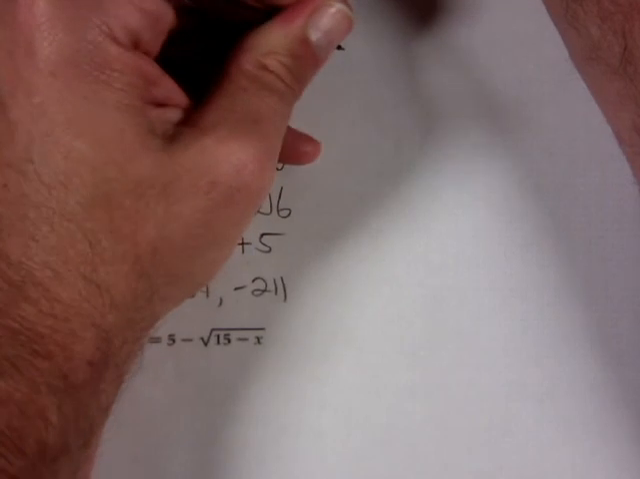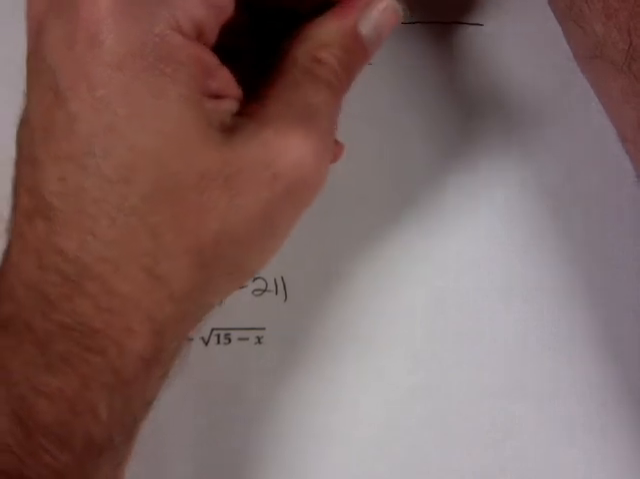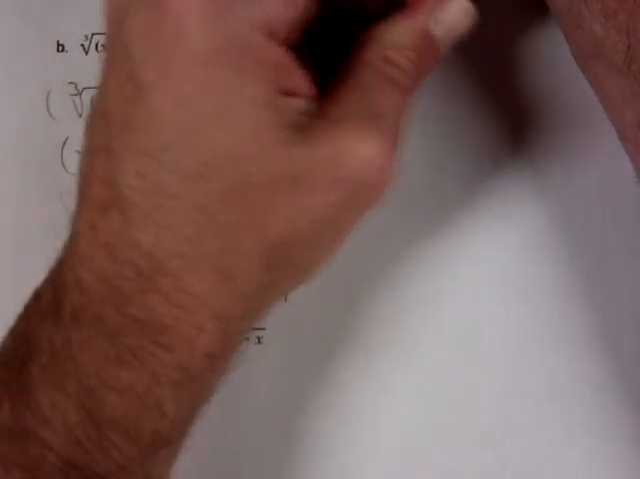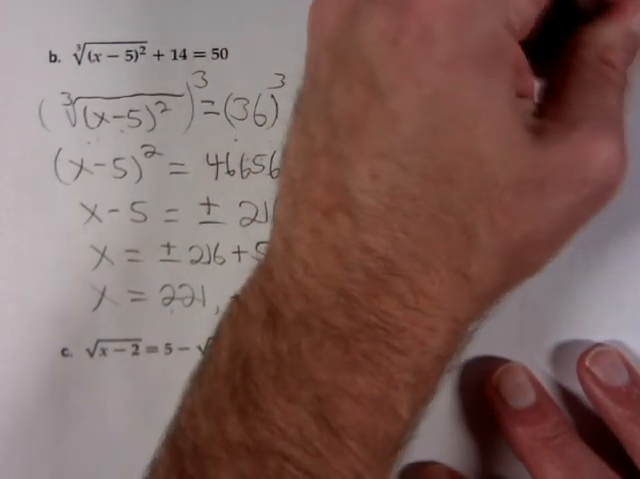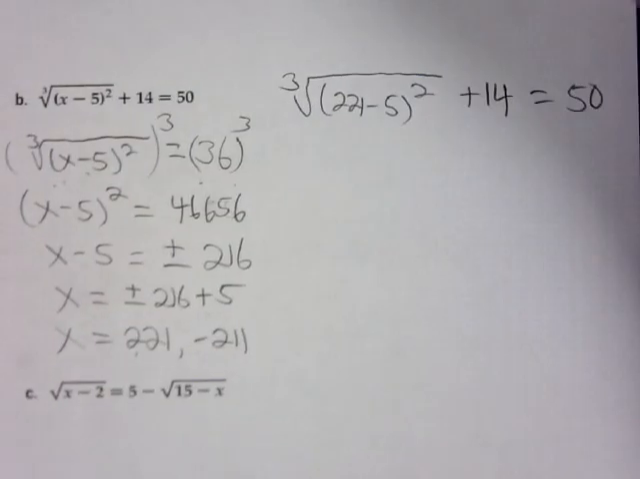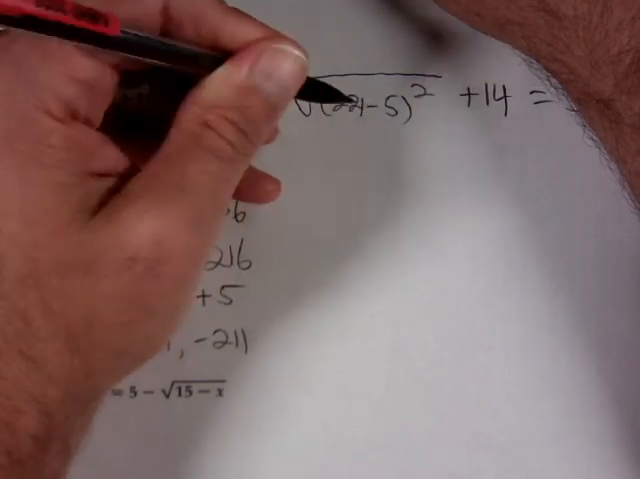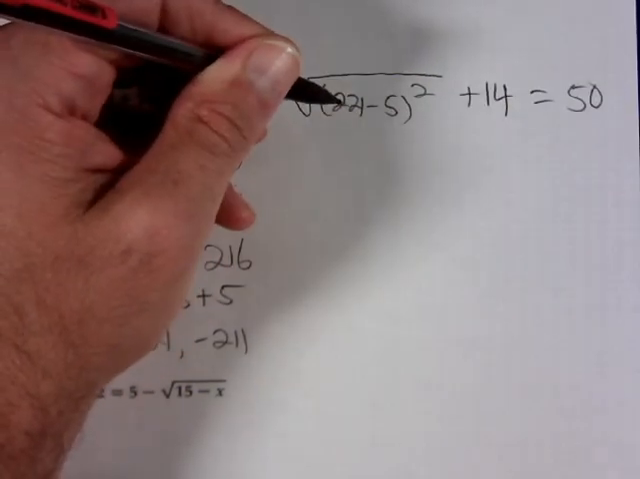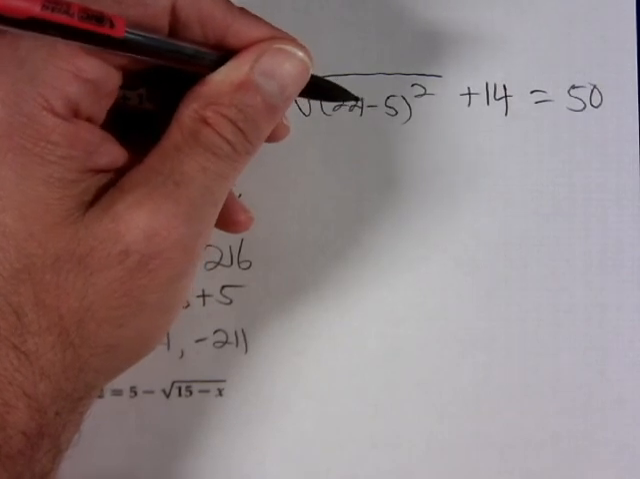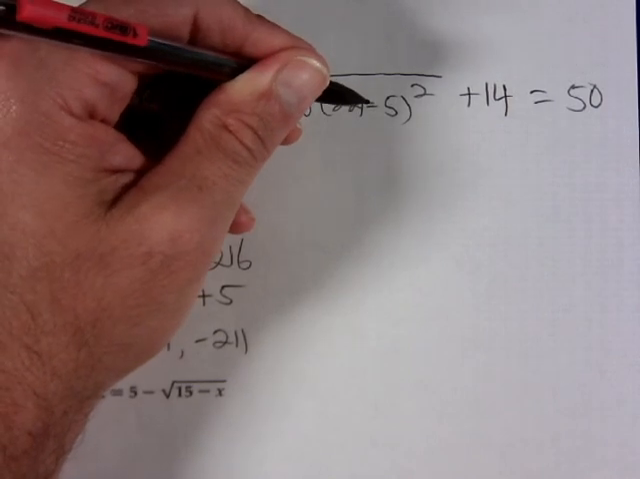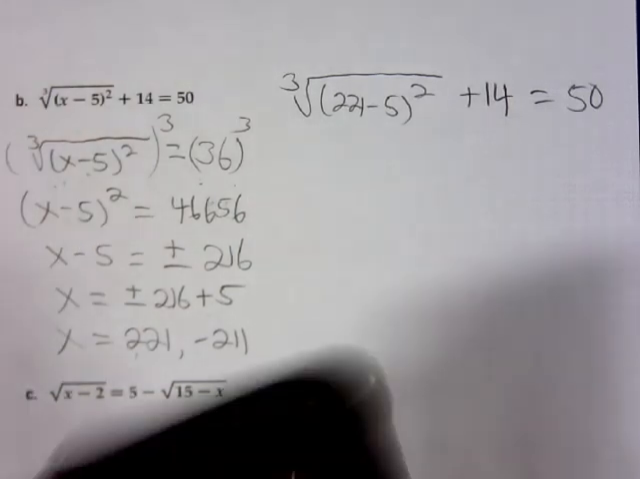Okay, so the first one, let's plug it in and see. I'll take the cube root of (221 minus 5) squared plus 14, and I want to see if that's equal to 50 or not. All right, so let's see. Underneath here we can go 221 minus 5. That's going to be 216, I believe. Am I right? Then I got 216 squared, right? And then, well, I need a calculator for this.